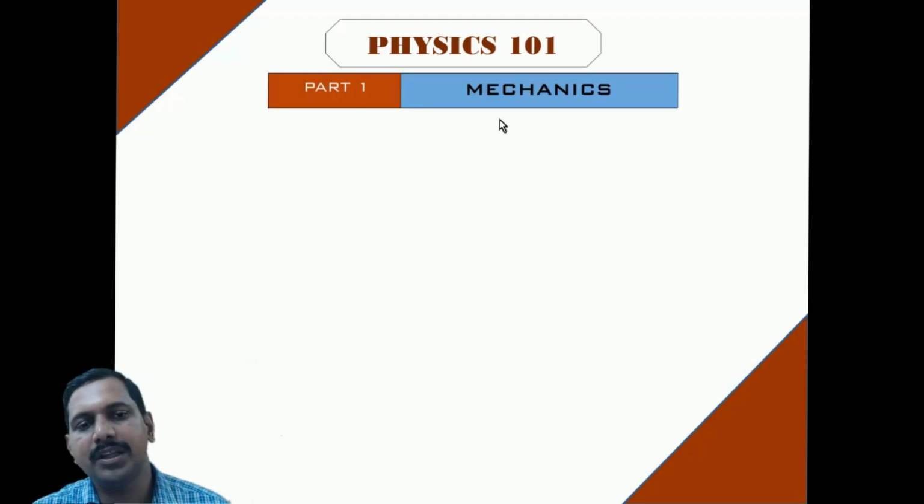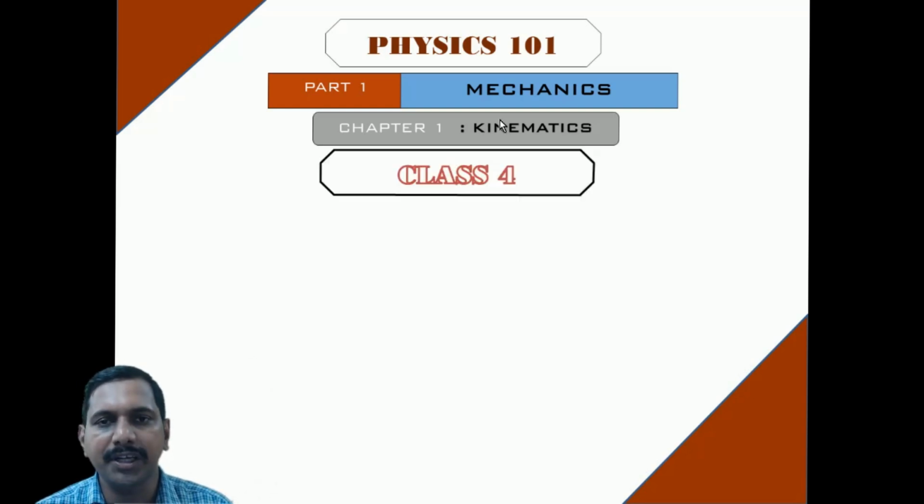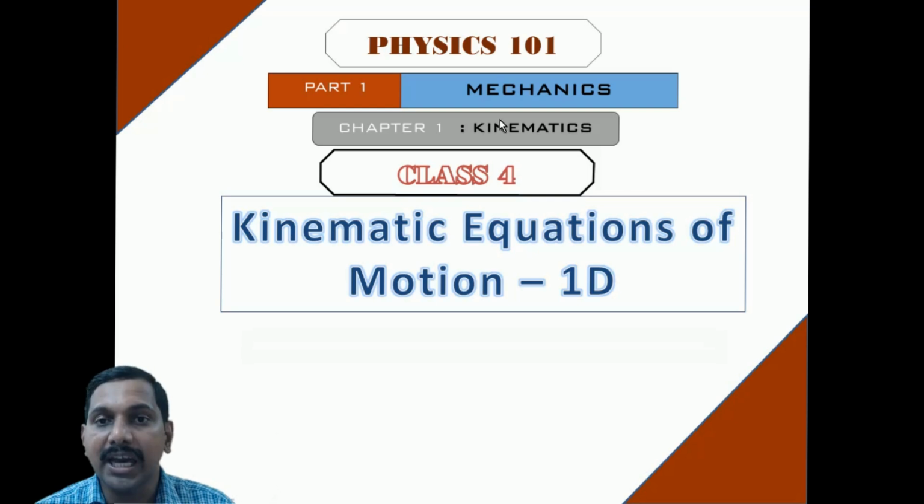We will continue with part 1, that is mechanics. In that kinematics, till now we have seen the definitions of acceleration, velocity, displacement and all those things. Now let us continue one more point in class 4, which is kinematic equations of motion in one dimension.